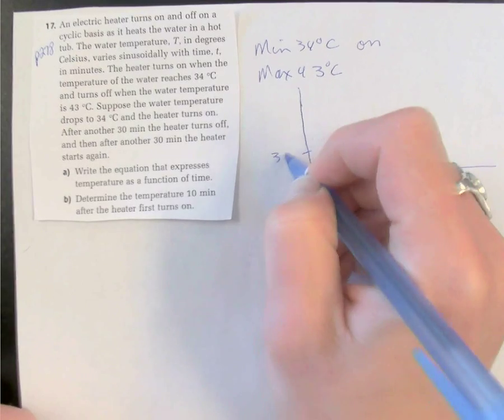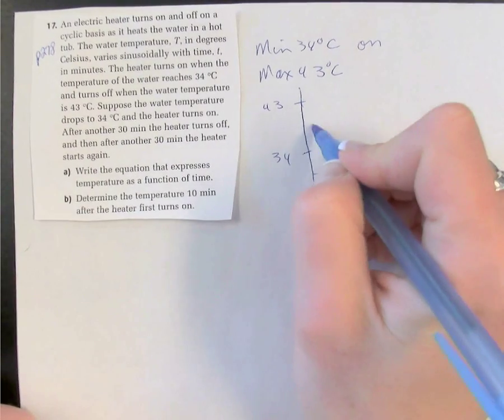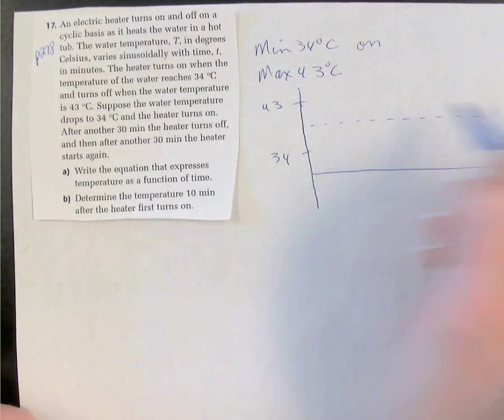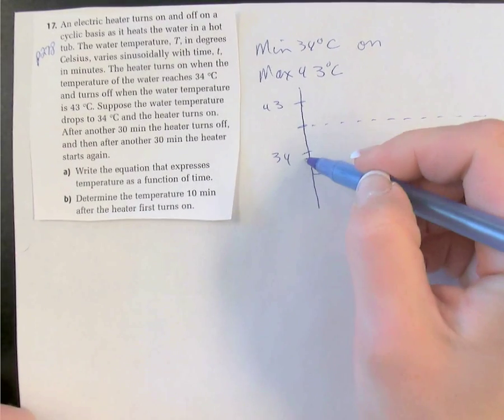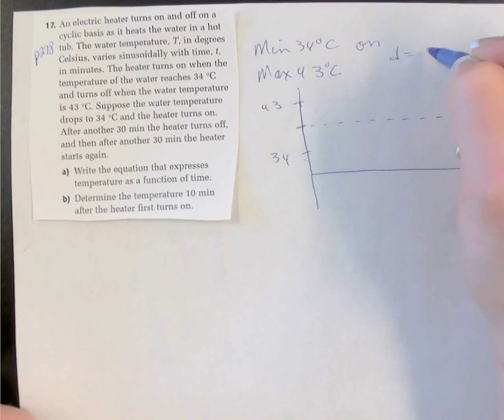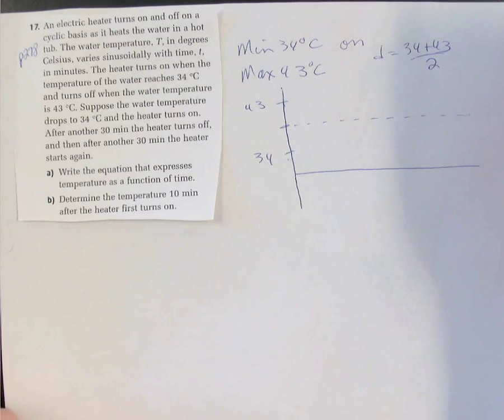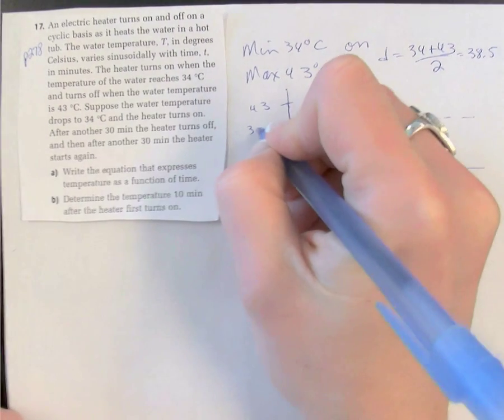34 would be our min, 43 would be our max. We know that the midpoint of that is going to be our median. So we can find the midpoint of this, which is our D value, by taking the max plus the min and dividing by 2. So that will give us 38.5. So that will help us with this one.